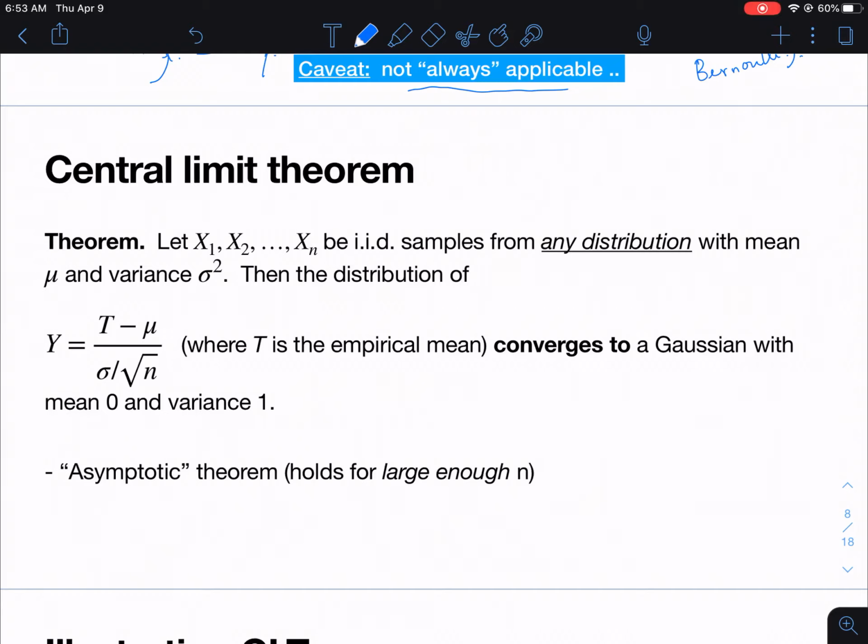Okay, so this video will look at the definition of the central limit theorem and illustrate it with a bunch of examples. So what is the central limit theorem? I'd like to state that this is one of the most important theorems in probability and statistics.